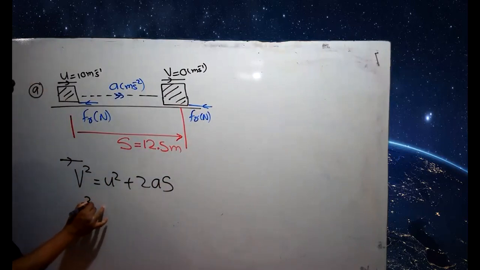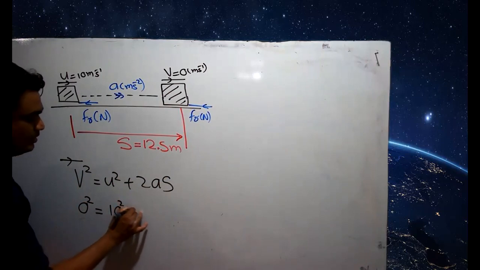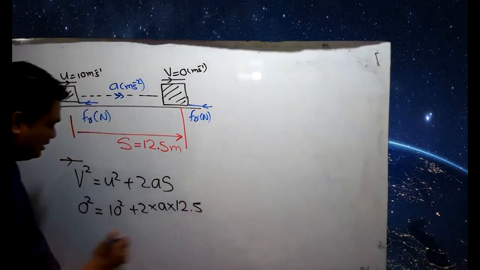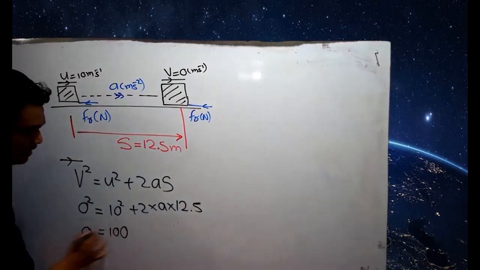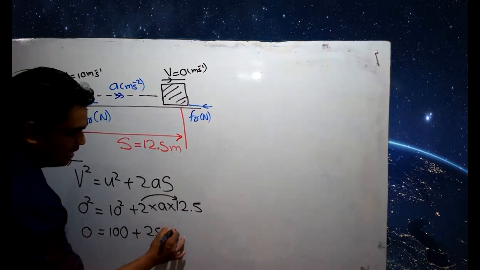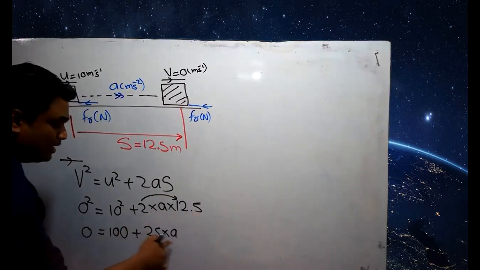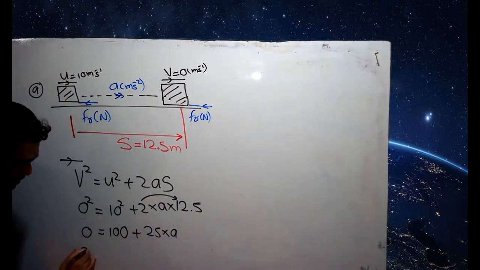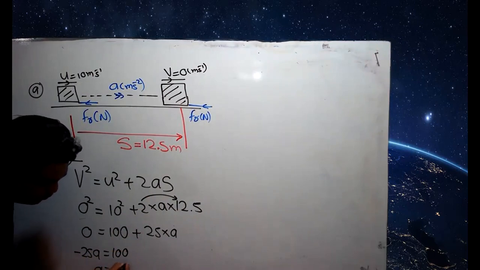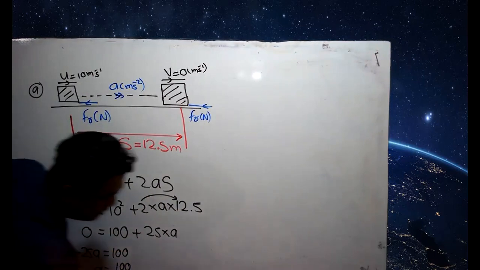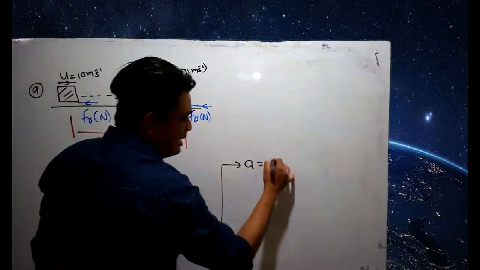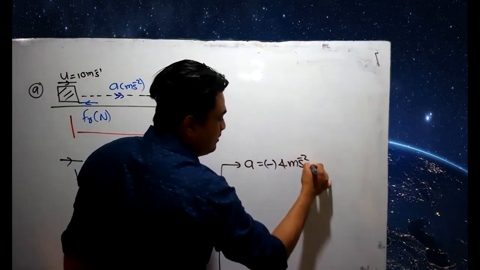Our final velocity is 0. Initial velocity is 10. We don't know what the acceleration is. Displacement is given as 12.5. So 0 equals the square of 10, which is 100, plus 2 times 12.5 times A. 12.5 times 2 is 25. Plus 25A will come this side as minus 25 times A equals 100. Therefore, A equals 100 divided by minus 25. If you divide 100 by 25, the answer is 4. The minus sign will be there. A equals minus 4 meters per square second.